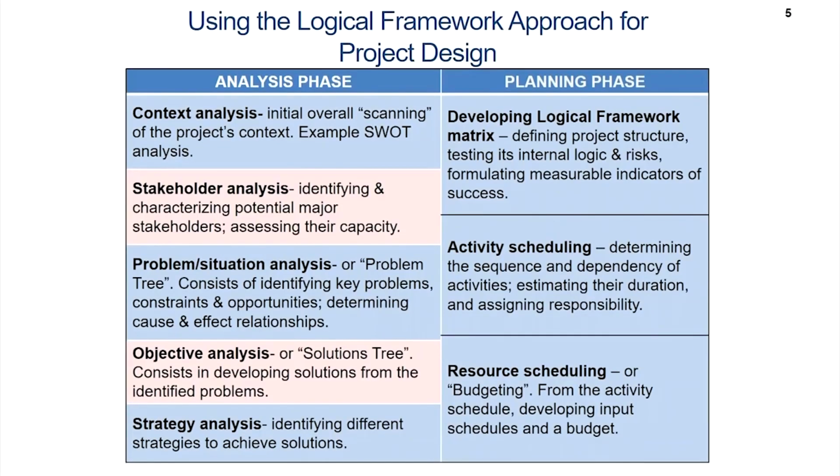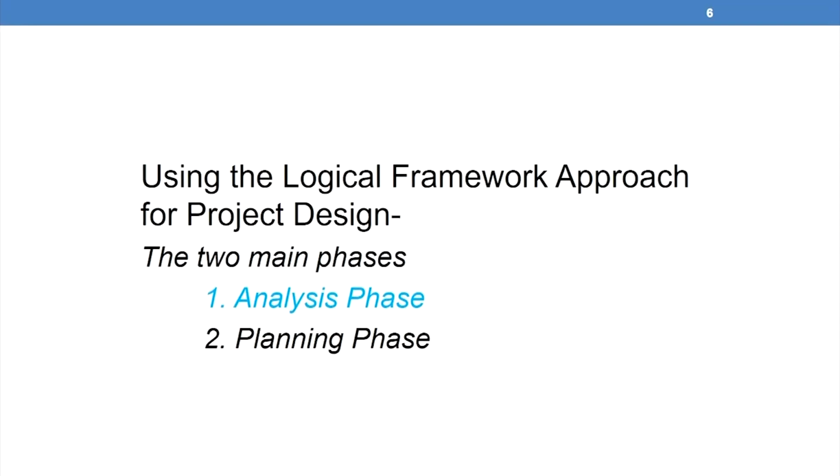In the planning phase, we also have activity scheduling, where we are determining the sequence and dependency of activities, we estimate their duration and assign responsibilities, and there is resource scheduling or budgeting, where basically we are looking at the activity schedule, developing input schedules and a budget. So, these are two major phases of using the logical framework approach for project design.